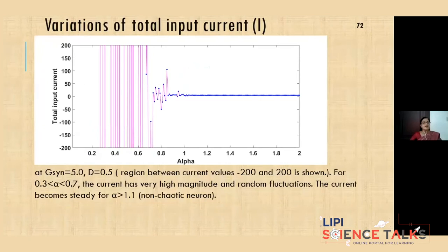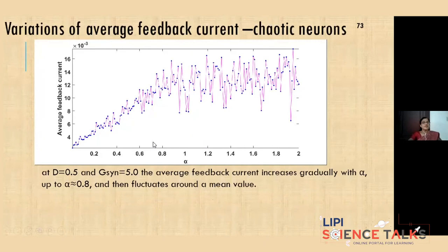And when we examine the total current, the variation of total current with respect to the stability factor alpha, you can see that when alpha becomes 1, the total input current becomes steady, or there is no fluctuation at all. Fluctuations exist between about 0.3 to 0.7. And for average feedback current, that is the current from other neurons, there are wild fluctuations as alpha is increased to 2. The maximum value of alpha is 2. Initially, there are no such fluctuations, but when it is increased to 2, average feedback current increases.